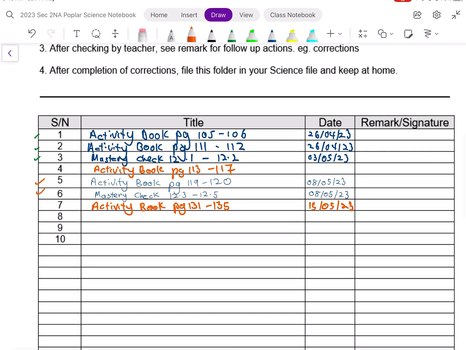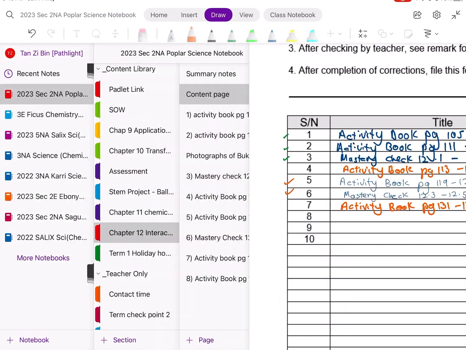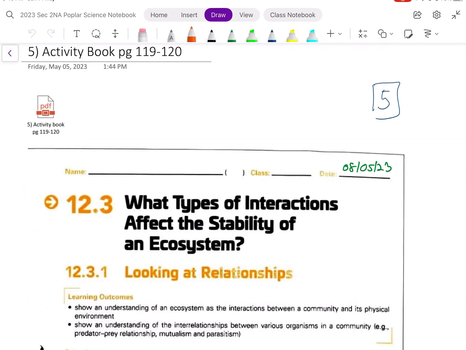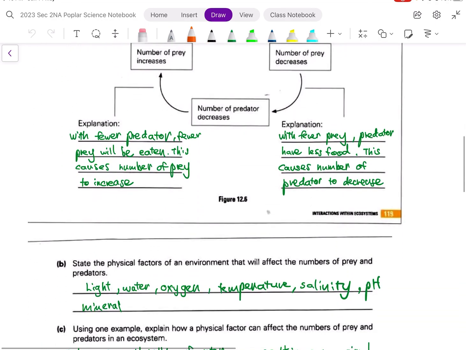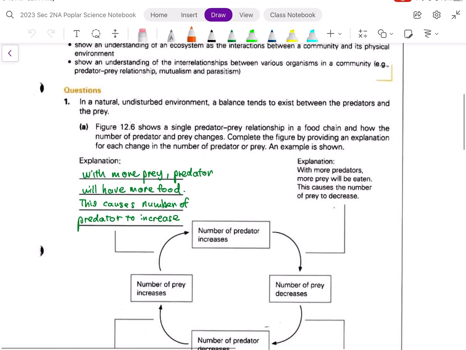For those who have time, we will give out worksheet 8. But today, at least finish corrections for worksheets 5 and 6, then submit this after you are done. So shall we get started with going through worksheet 5. This is your activity book, page 119 to 120.